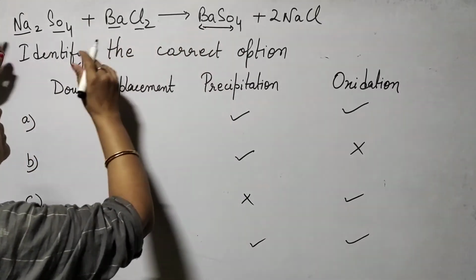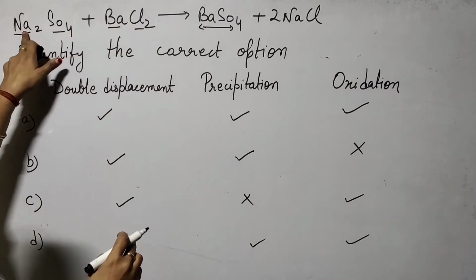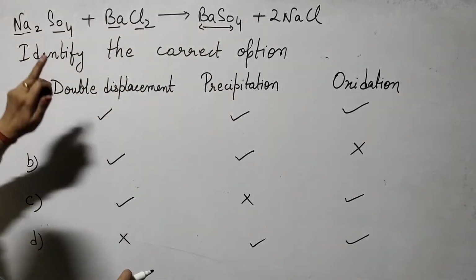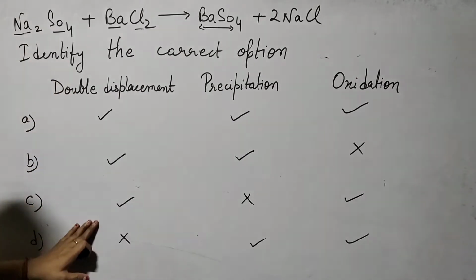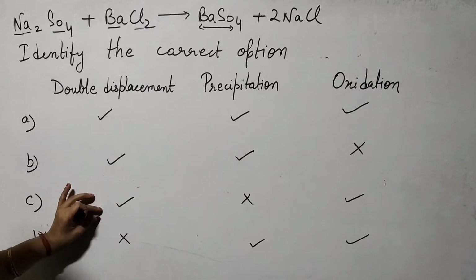Okay, so there is a double displacement process. That means this element gets attached with this and this element gets attached with that. So double displacement is the right option. So D option is wrong one. Okay, only 3 of them we have.